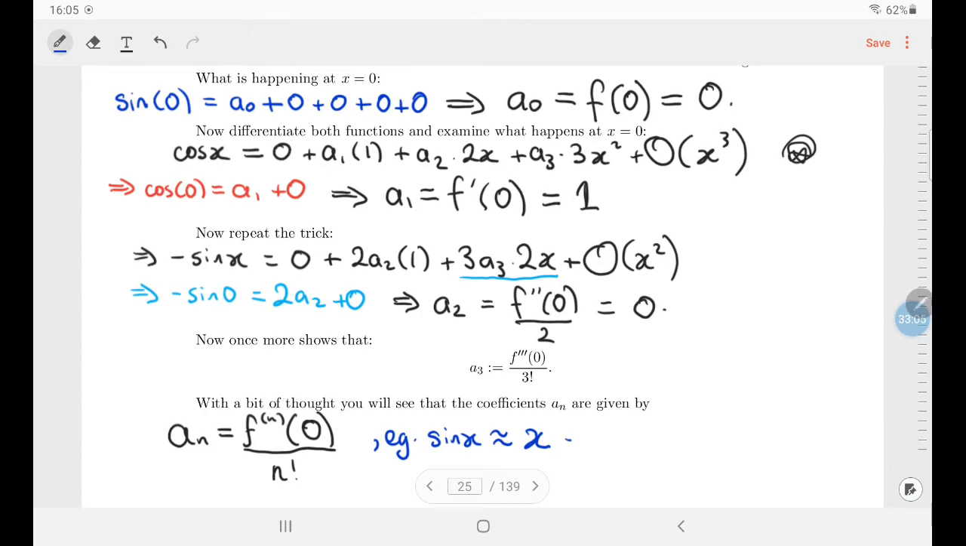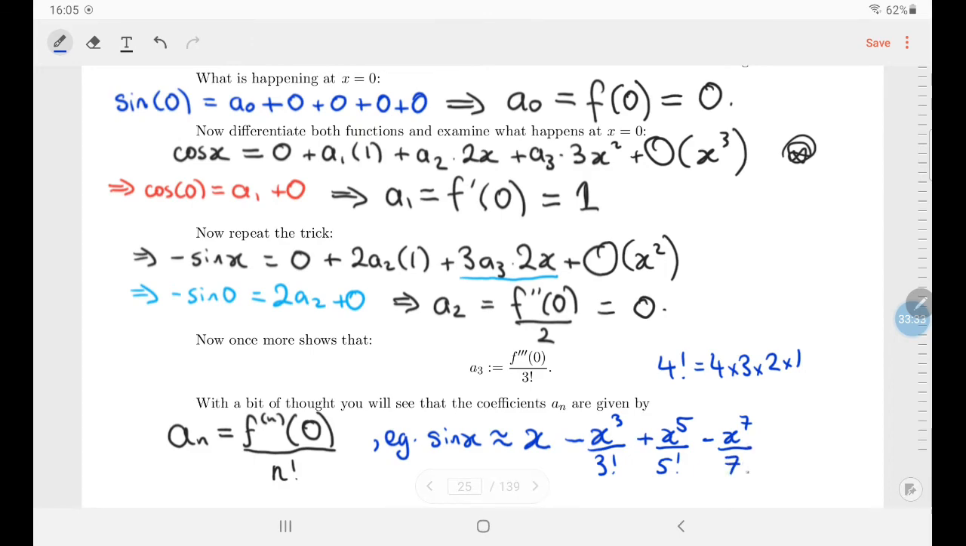So if you analyze it and take your time, the next term is x cubed over 3 factorial. Now, I presume you know what this factorial business means. For example, 4 factorial means 4 by 3 by 2 by 1. Anyway, the next one is plus x to the 5 over 5 factorial, minus x to the 7 over 7 factorial, and that pattern just keeps on going forever and ever.